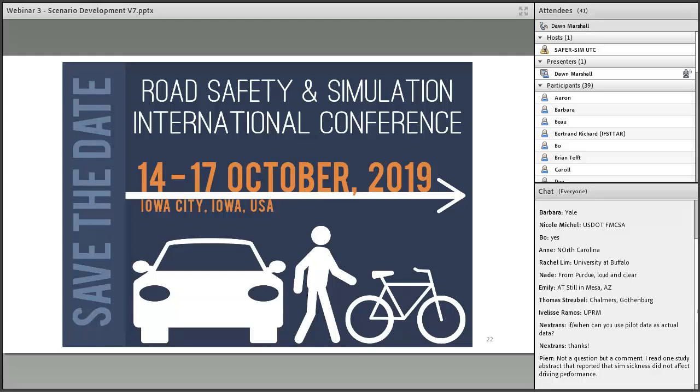It looks like someone else might be considering typing a question. Oh, there it is. Not a question, but a comment. I read one study abstract that reported that sim sickness did not affect driving performance. I haven't read that study, and I would say that the report of simulator sickness at a point in time may not have affected driving performance at another point in time. Here's an example. You have a 20-minute drive, and the simulator sickness is brought on by coming to a stop at the very end of that drive. The data you were interested in was 5 minutes before that. It's just that final braking to a stop that brings on the sickness, and you don't ask about sickness or how they're feeling until the drive ends. In that case, I would say that simulator sickness did not affect that data.